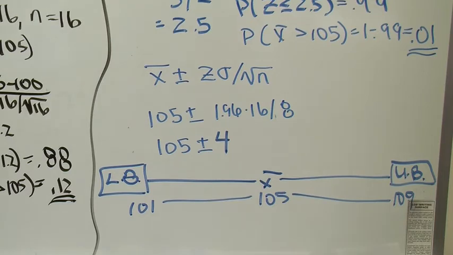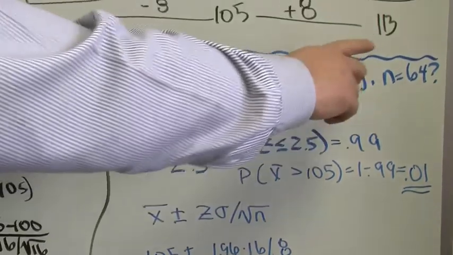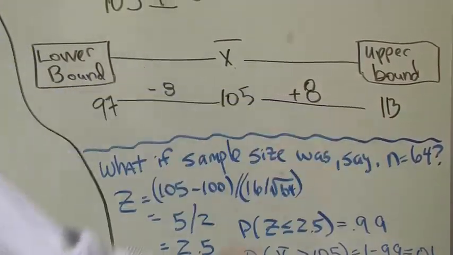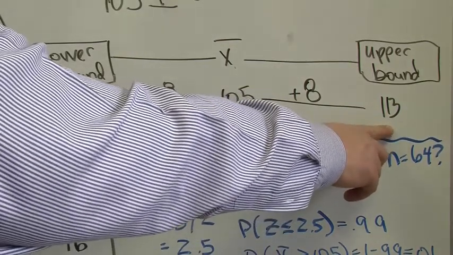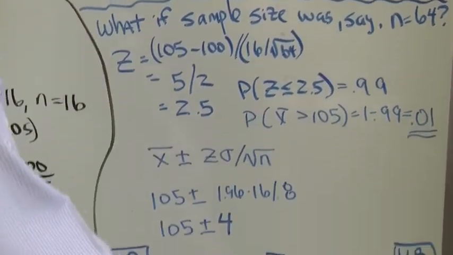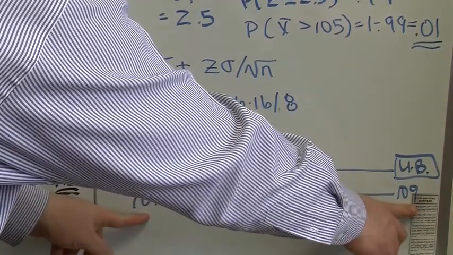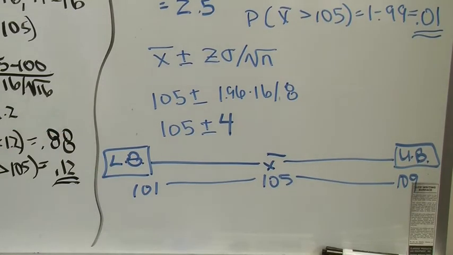Notice, if you will, that when our lower bound was 97 and our upper bound was 113, contained within those bounds is what we claim as our population mean of 100. That's in between 97 and 113. But if you go down here and look at a lower bound of 101 and an upper bound of 109, our population mean of 100 is not contained in that interval.